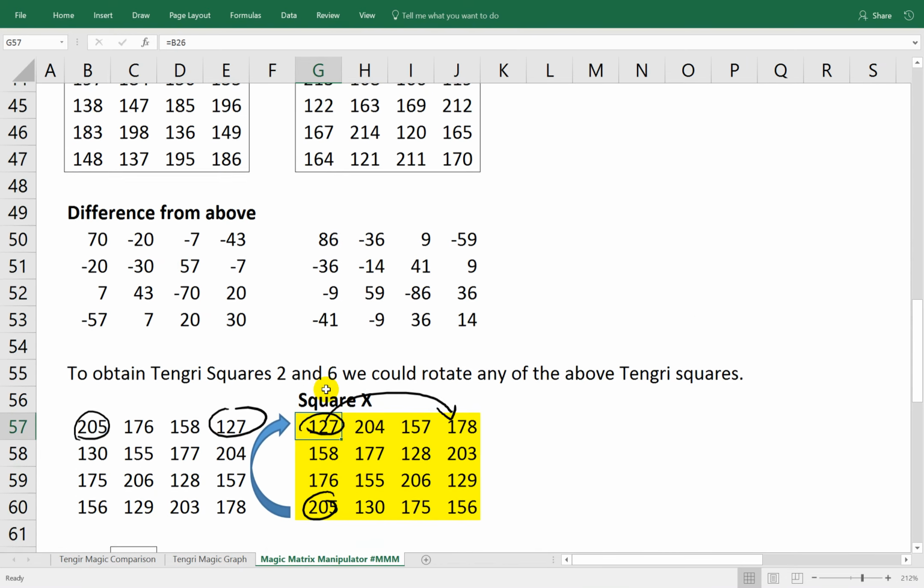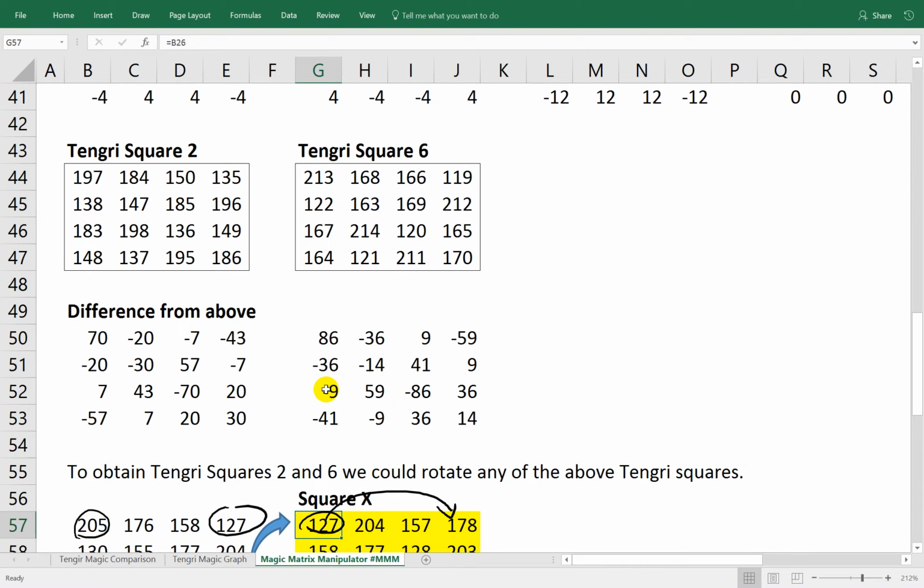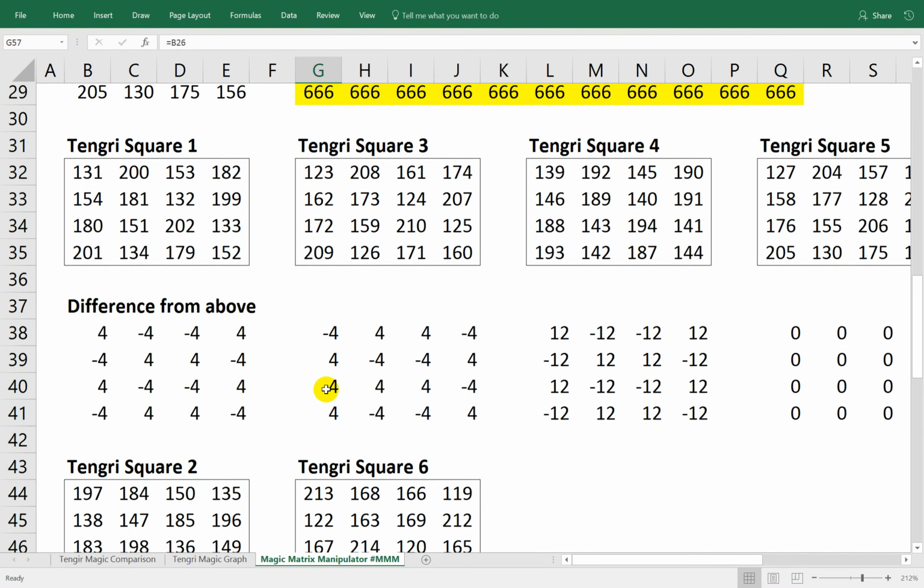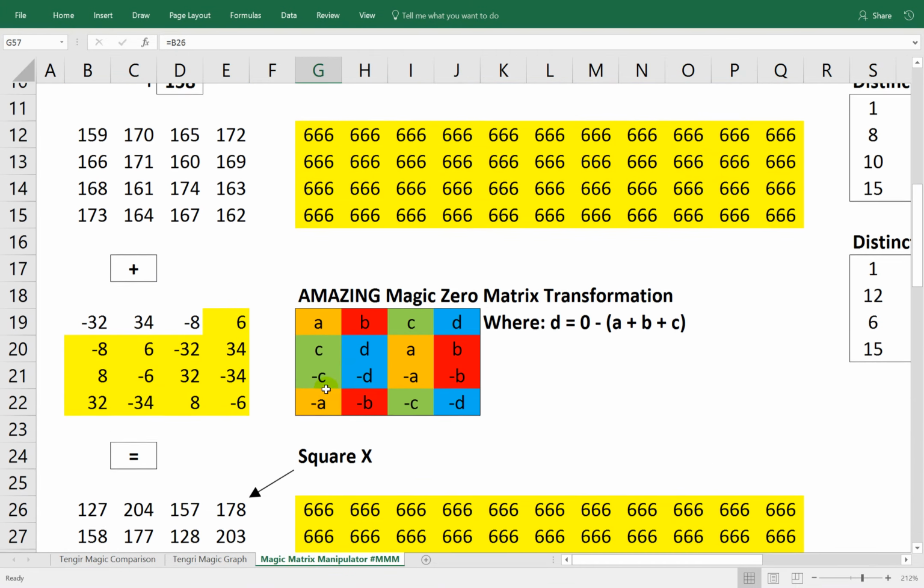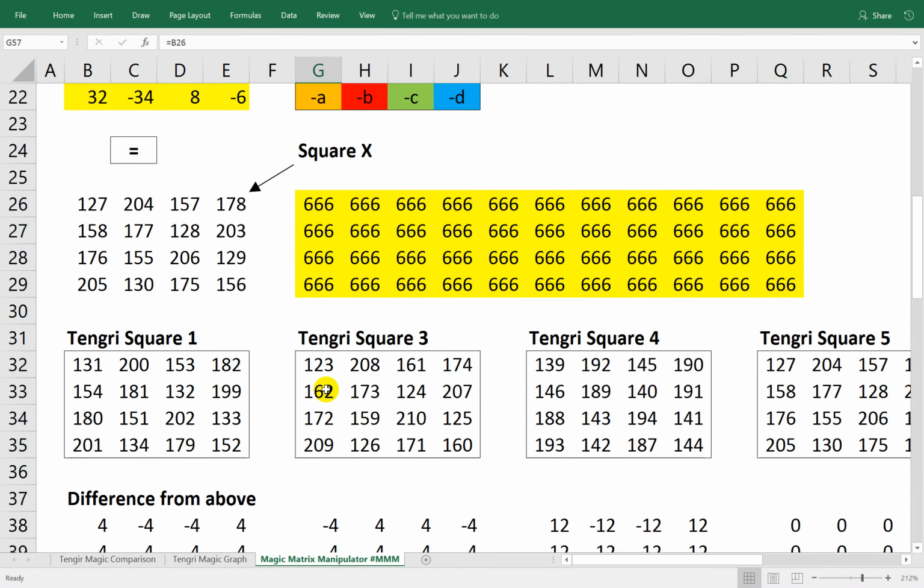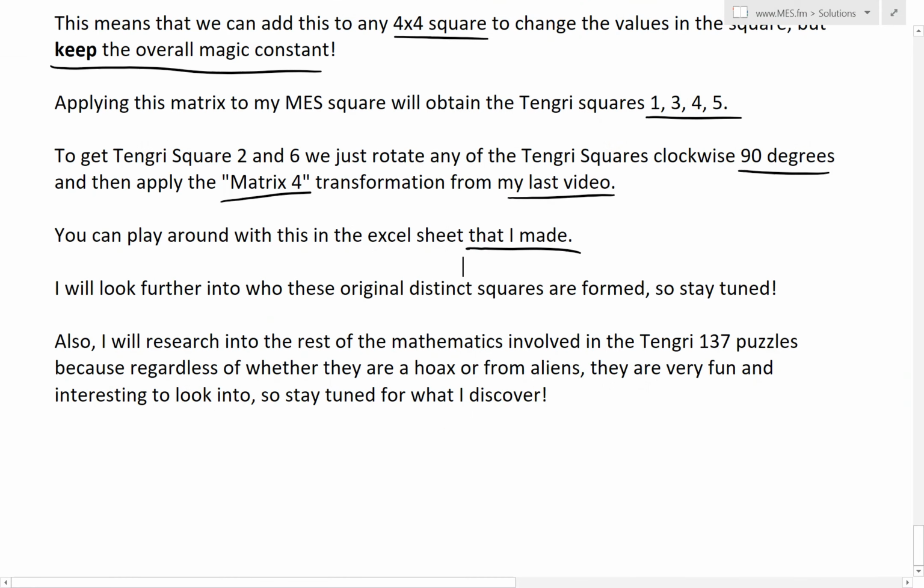And this is, again, as explained in my last video, where Tengri squares 2 and 6 are just rotations of the 1, 3, 4, 5. So yeah, that's pretty much it. You just apply these matrix transforms and you get it. And that's all for today.